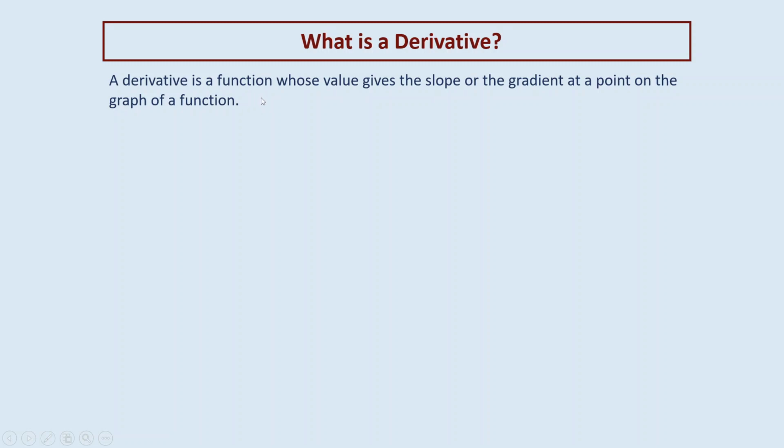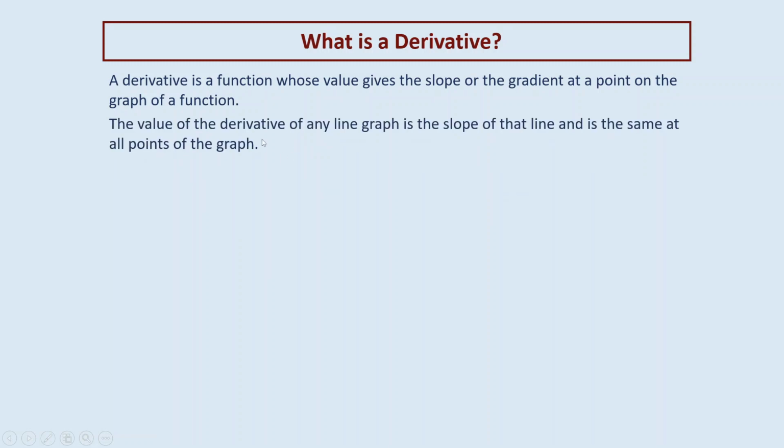And the derivative is itself a function. A function has its values: for different inputs we have different outputs. So a derivative is a function whose value gives the slope or the gradient at a point on the graph of that function. We will be understanding the meaning of this statement more in this session and in our coming sessions. So first of all, we take up the linear function.